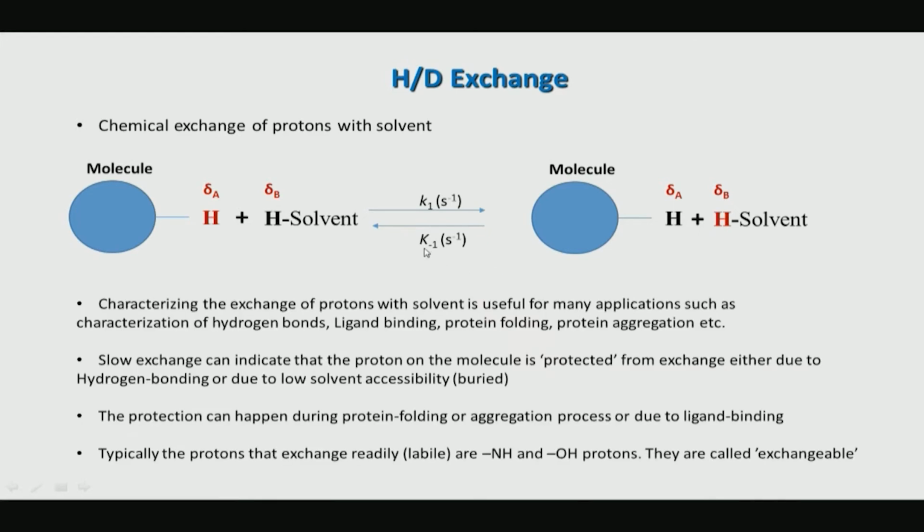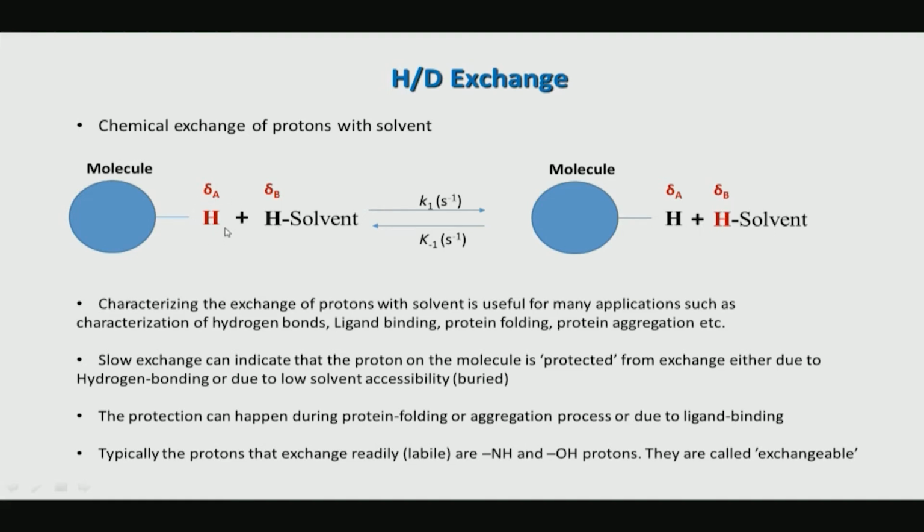So, now why is this experiment useful? A few reasons are given here. One of them is that characterizing this exchange is very useful, as we discussed for hydrogen bonds, ligand binding and so on. For example, let us say there is a very slow exchange between them. That means these two hydrogens do not exchange rapidly; it could take even hours or days. That means in 1 hour it may exchange only once. So, it may be a very slow exchange, and why is it so slow?